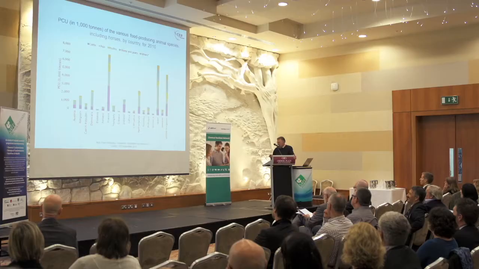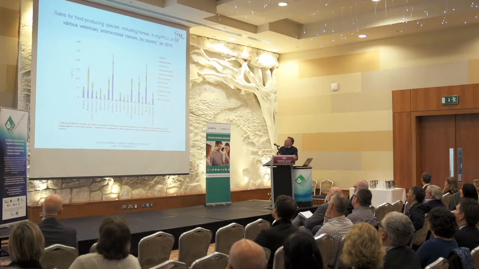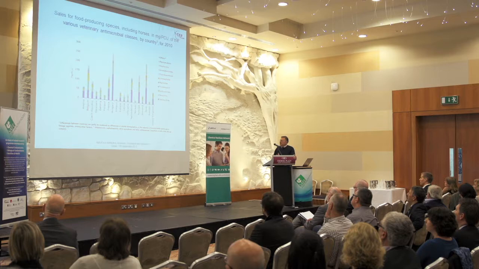In France, we have a lot of cattle, but in Spain, it's a lower number, but the number of pigs is higher than in France. In Belgium, you see that we have more or less the same cattle and pigs. Usually, we say that the number of pigs in Belgium is the same as the number of citizens. That's to say 10,000 pigs in Belgium. Now, we know the PCU, the quantity of animals in different countries.